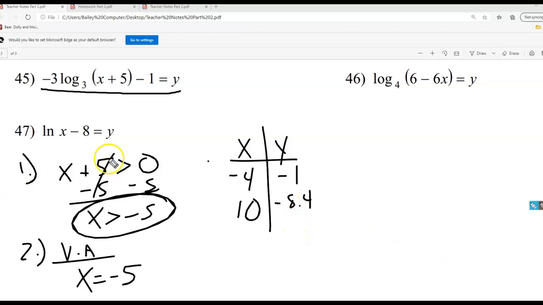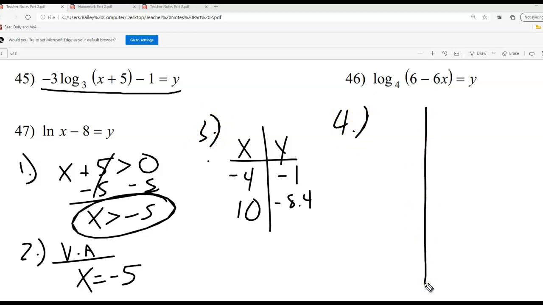So step 1, find your domain. Step 2, that tells you where your vertical asymptote is. Step 3, pick some x's from your domain. Make sure they're kind of spaced far apart, and plug them in so you can find the y's that go with them. Sometimes you get lucky. Sometimes you have to use the change of base form. But in any event, we're ready to plot everything and graph it. So that's step 4. So let's go ahead and do step 4.